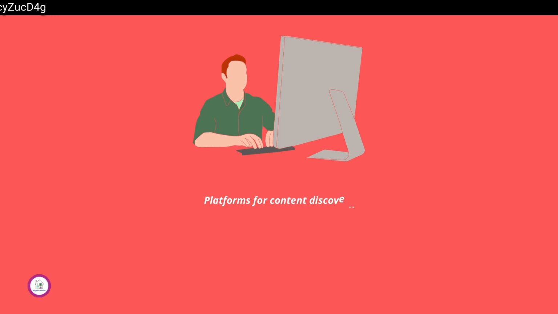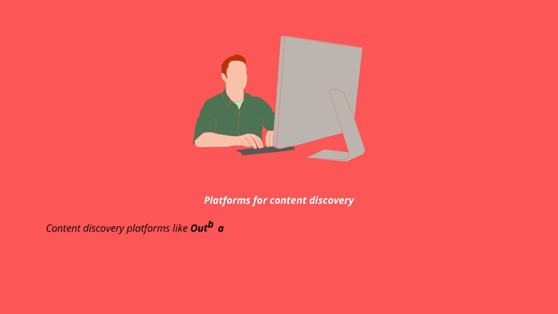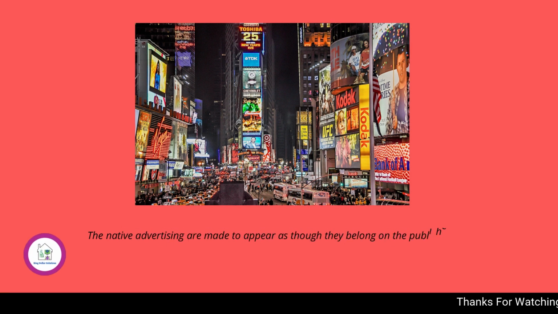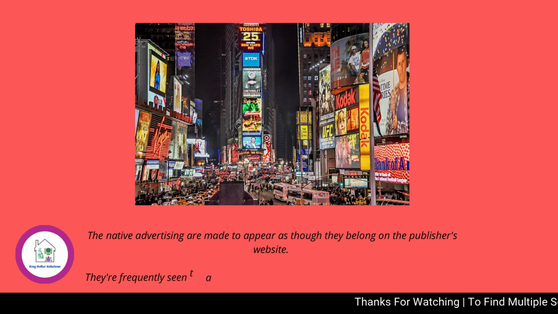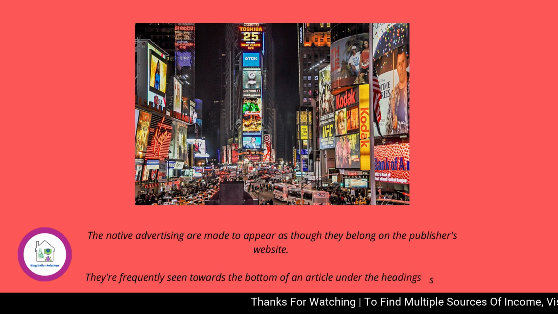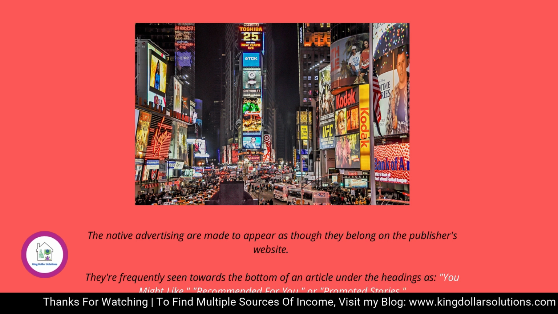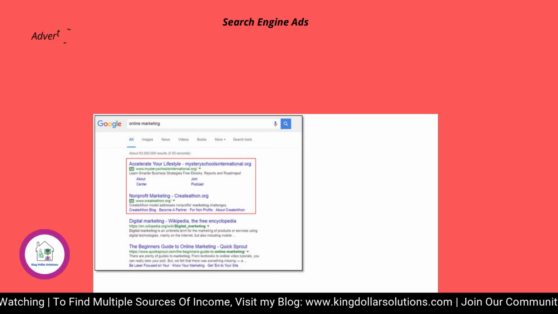Platforms for content discovery. Content discovery platforms like Outbrain and Taboola, often known as native advertising, offer another way to advertise your content. The native ads are made to appear as though they belong on the publisher's website. They're frequently seen towards the bottom of an article under headings such as "You might like," "Recommended for you," or "Promoted stories."